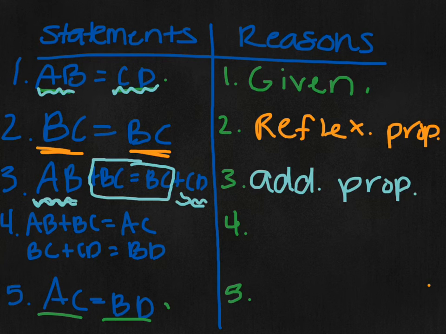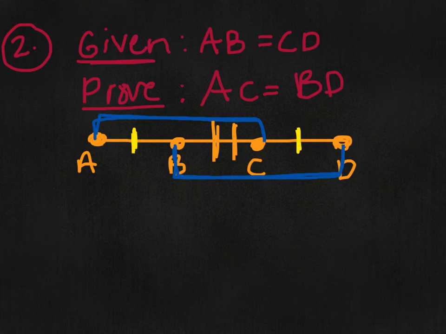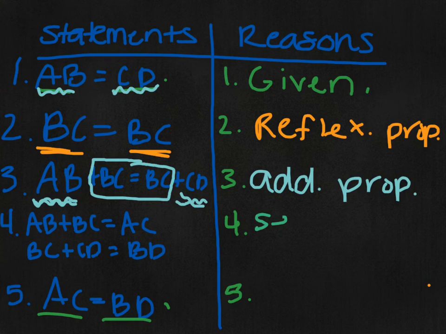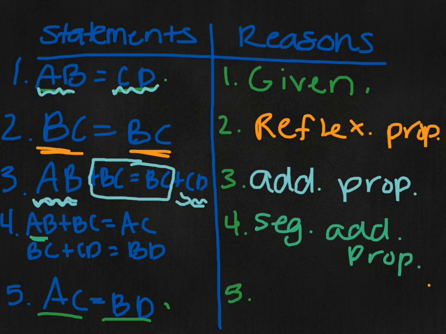And our next step, okay, AB, right here, plus BC is equal to AC. It's also saying that BC plus CD equals that whole thing. And that's the property we just talked about. That's the segment addition property. Well, where one part of the segment plus the other part of the segment equals the whole entire segment. That's a segment addition property.